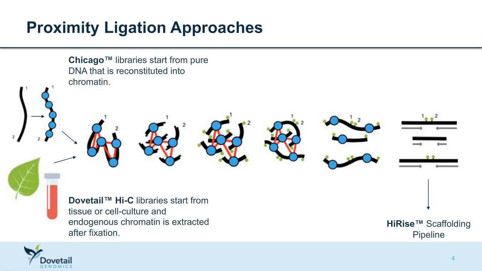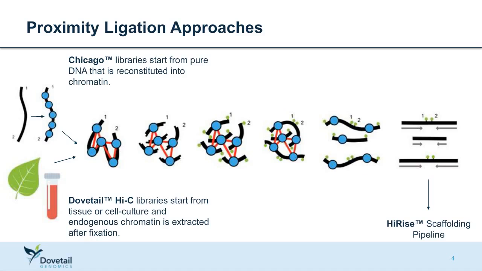So, as I mentioned, our core technologies are these proximity ligation data types, and those are illustrated here. The principal difference between these is where you begin and where you end. Chicago begins with pure high molecular weight DNA that is first reconstituted into chromatin. In this cartoon up top, the DNA is the black strand, and the chromatin is formed by adding histones, which are the blue circles. Once you have created the chromatin, you've put all the pieces in place, and you'll need to carry out the rest of the protocol.